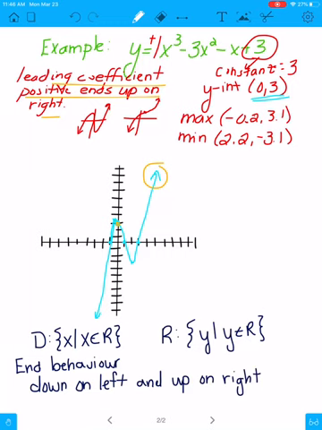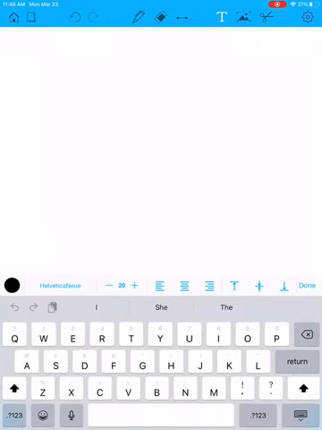Sometimes you're asked for quadrants. This is quadrant 1, 2, 3, 4. So you'd say starts in quadrant 3 on the left, ends in quadrant 1 on the right. But I'm just happy to say down on left, up on right. Okay? Now we're going to go to that example like we've done for all the other ones, and I'm going to type it.